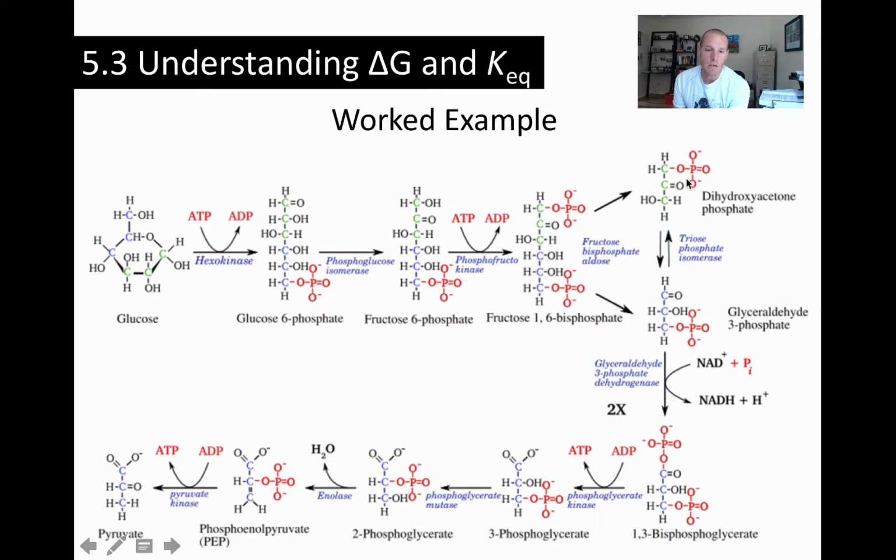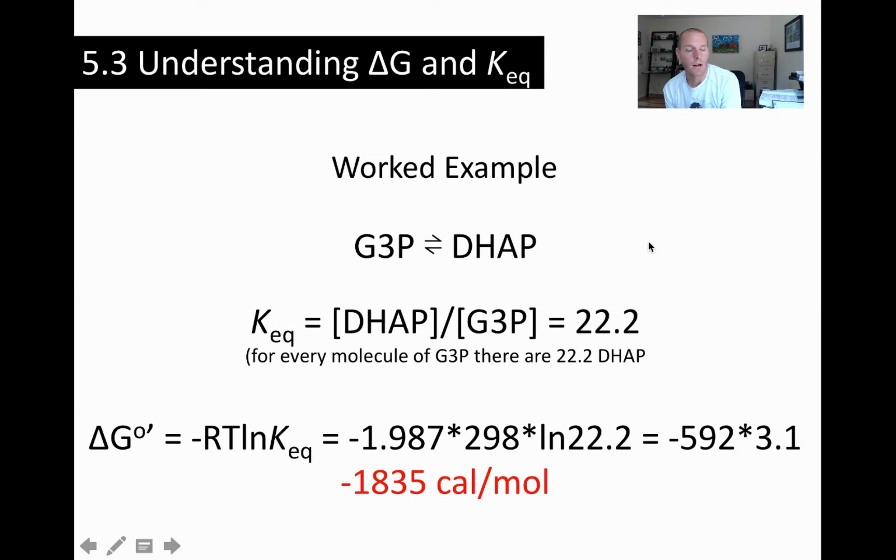Now, this reaction is basically just shifting this phosphate around. There's some other stuff going on too, but that's all we're doing. We're just moving this phosphate around basically here. So let's take a look at this reaction. So I'm going to summarize the reaction here. G3P is interconverted with DHAP. So there is a back and forth here between G3P and dihydroxyacetone phosphate.